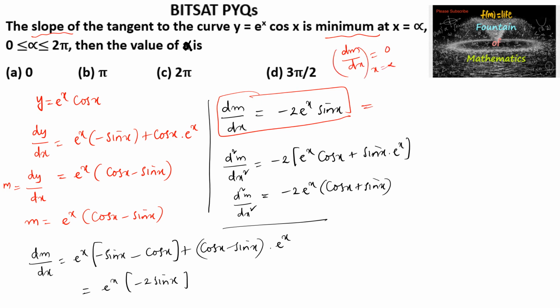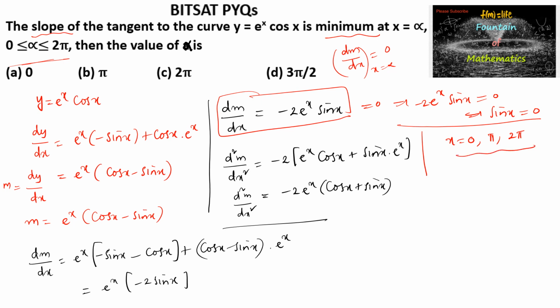So let us consider it equal to 0, which implies minus 2 into e power x sin x is equal to 0, which implies sin x is equal to 0, since e power x cannot be 0, it is always positive. So sin x is equal to 0 in the case of 0 to 2 pi. So we can say x is equal to 0, pi and 2 pi. And among these three options, we need to check whether the double differentiation is positive, because for minimum d square m by dx square must be positive.